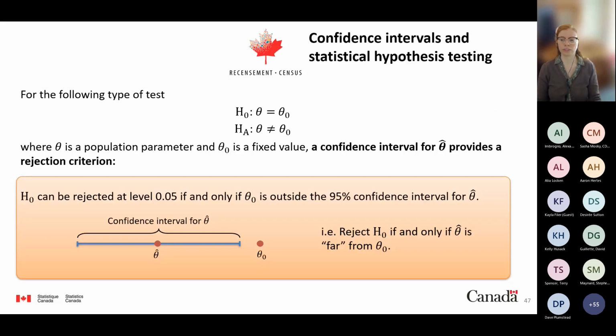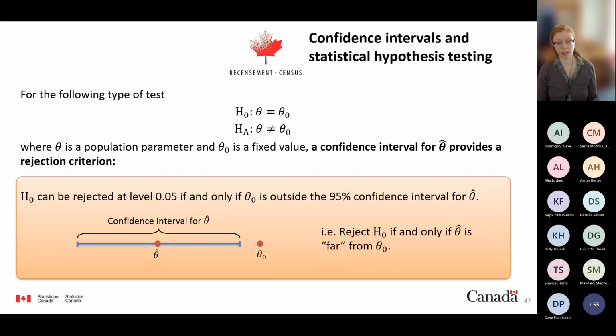So now confidence intervals can in fact be used to do hypothesis testing. And this slide explains how the two concepts are related. So this works when we have a hypothesis test that's of this simple form shown on the slide. So here H0 says that the population parameter theta is equal to a fixed value, theta 0. And HA says that theta is not equal to theta 0. So for this kind of test, a confidence interval for theta hat actually provides a rejection criterion for rejecting the null hypothesis.